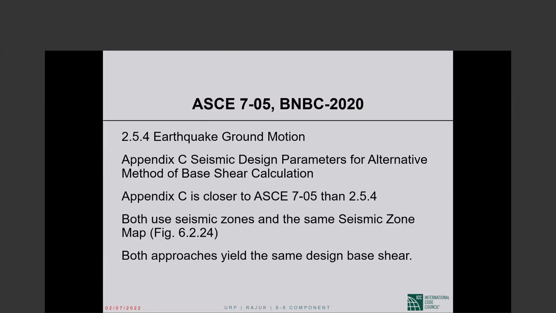The section that concerns us here is 2.5.4 of BNBC 2020, earthquake ground motion. Also, Appendix C, seismic design parameters, etc. Appendix C is closer to ASCE 7-05 than Section 2.5.4, as I indicated earlier. Both Appendix C and Section 2.5.4 use seismic zones and the same seismic zone map, which is figure 6.2.24. You will see it several times.